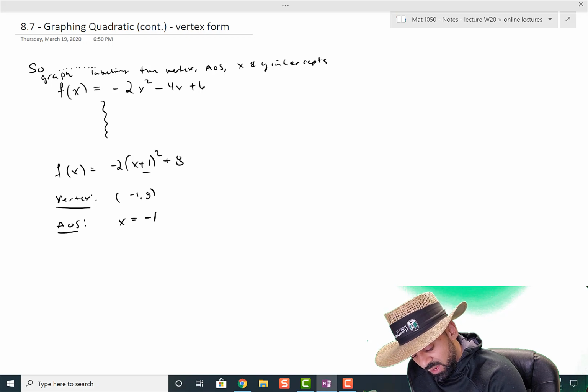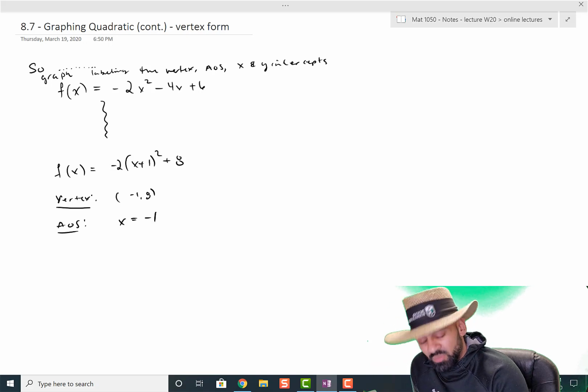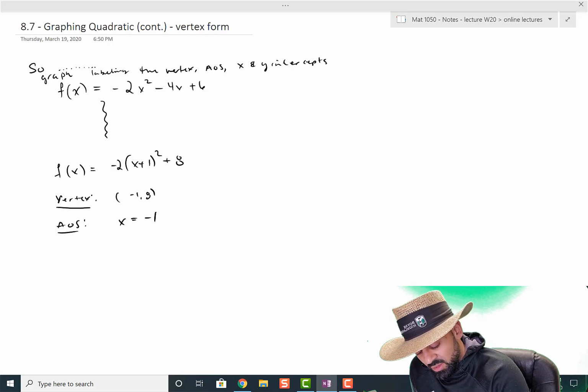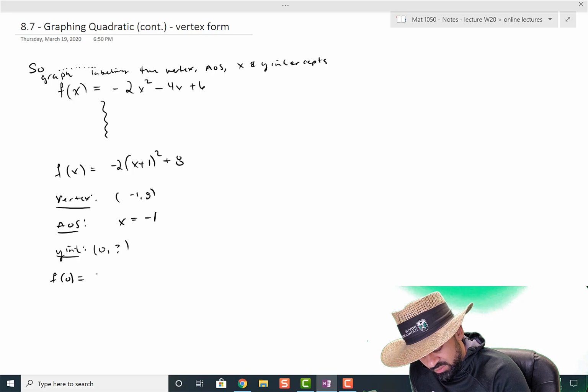So that's something to keep in mind. We know that it's opening downward because the lead coefficient's negative. I always like making my coefficients negative too. There's something wrong with me. The Y-intercept is easy to find. All we got to do is make x 0, and if we can't do this in our head, we could go to the side and do this. I get -2 times 0 plus 1 squared plus 8, and that's 6 is what I got.